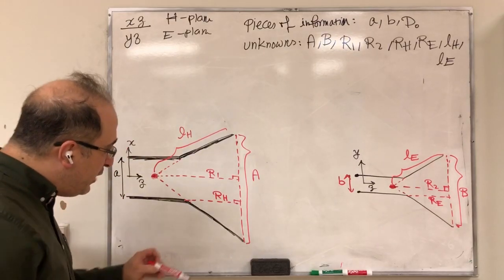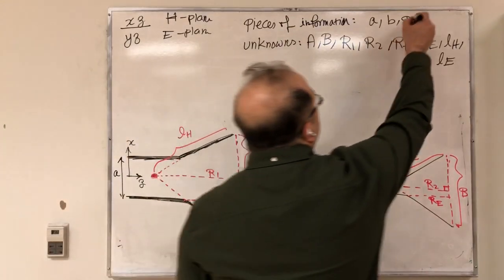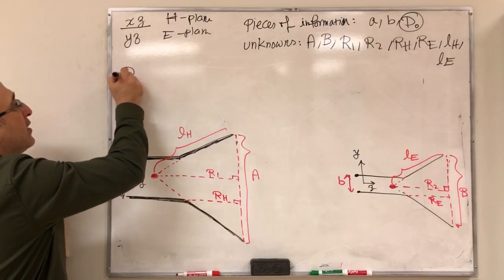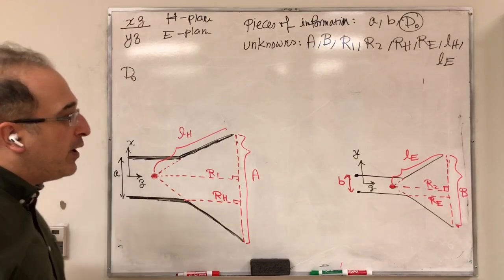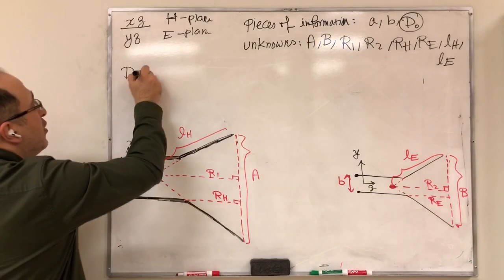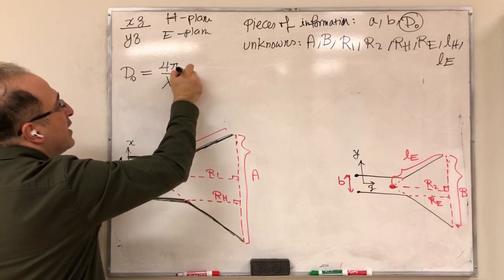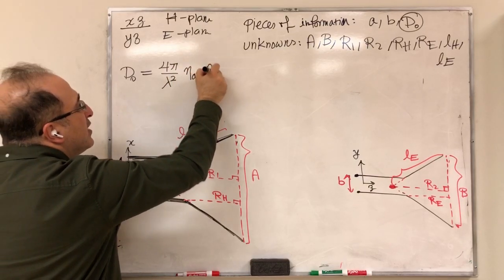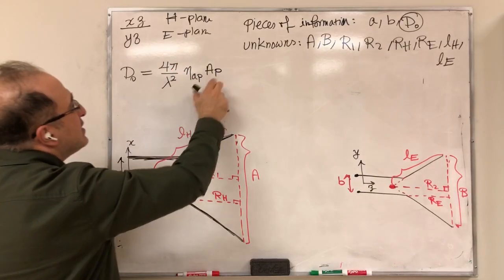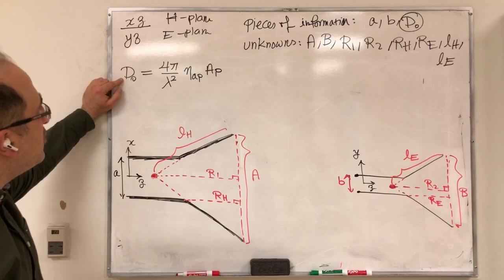Now, to begin the design, let's focus on the directivity. If we know the directivity, this is going to give us one equation in terms of capital A and capital B, because we know that directivity is 4 pi over lambda squared times aperture efficiency times physical area. So this is the maximum directivity. This is the equation that we have for the maximum directivity.